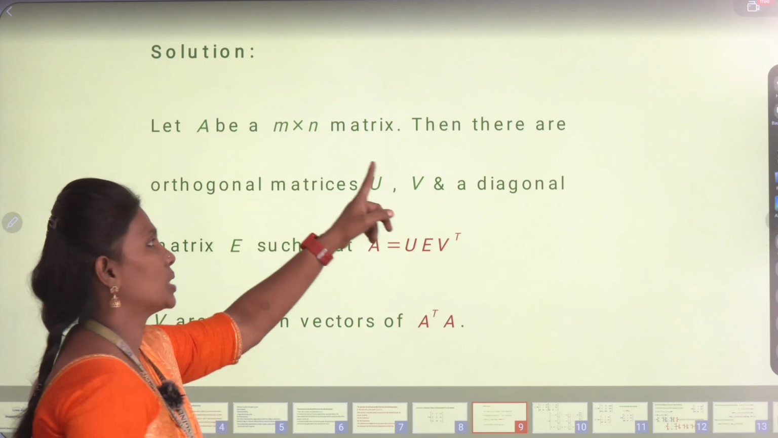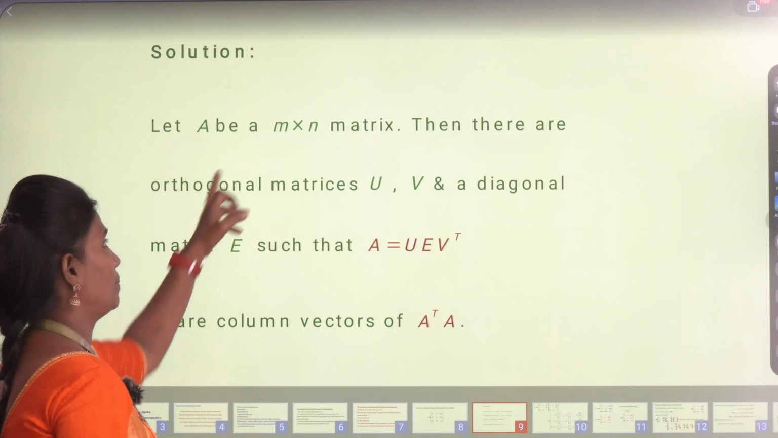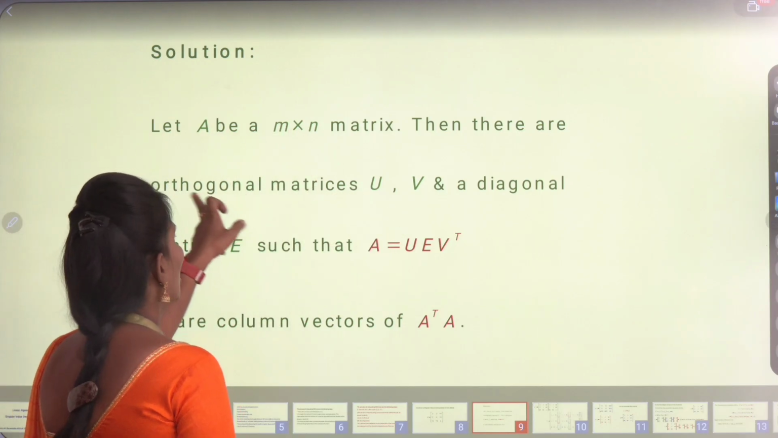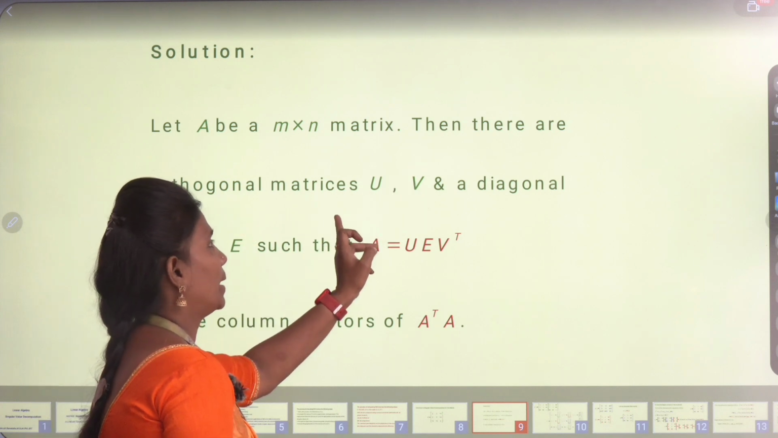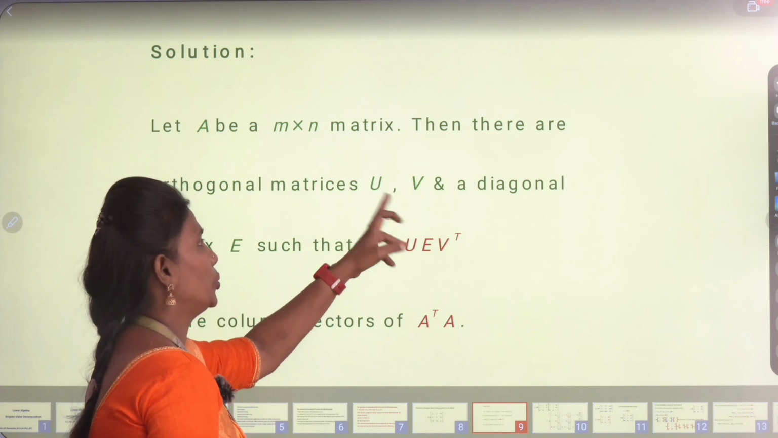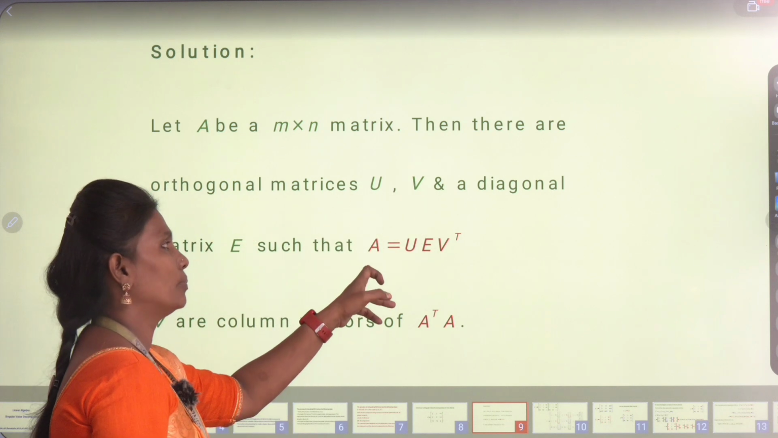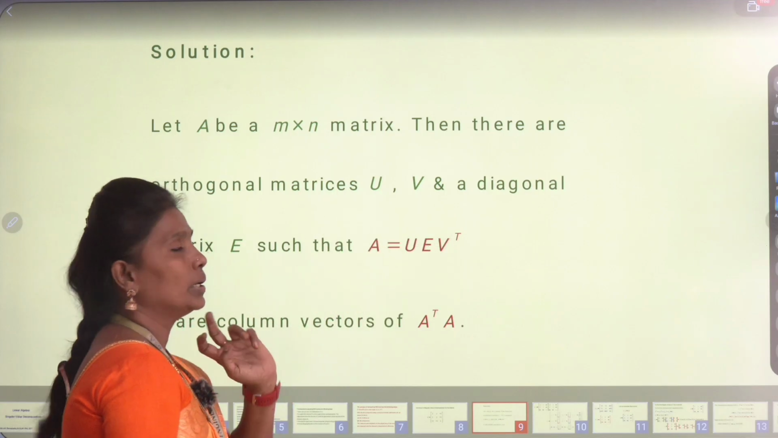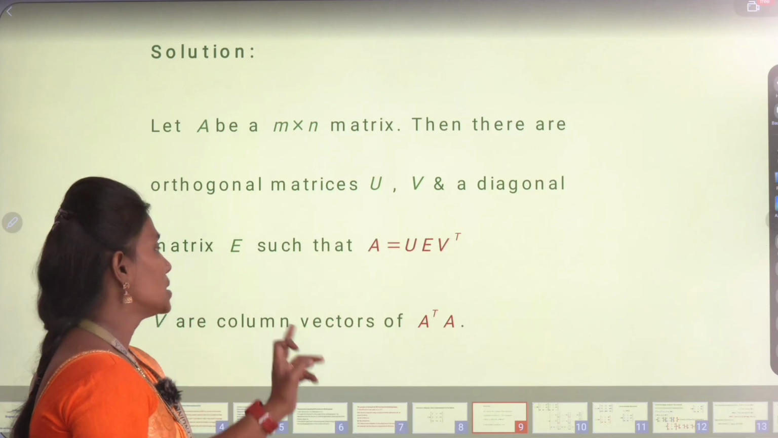Let A be an M cross N matrix. Here it is 3 cross 3, M is 3, N is 3. Okay, orthogonal matrix. First you are going to form an orthogonal matrix. By using the orthogonal matrix, you find U, V and the diagonal matrix, and you are going to get the answer for the given singular matrix.